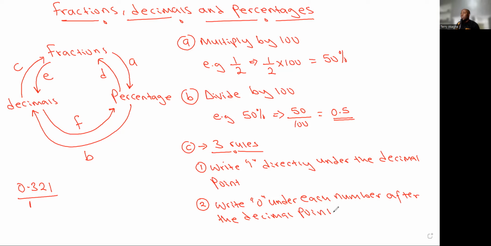So that means here, you're going to put 0 under this, 0 under this, and 0 under that. And number 3, you simplify if necessary, okay? So those are the 3 rules: the first thing you do is write 1 directly under the decimal point, then you write 0 under each number after the decimal point. So in this case, you're going to have 321 divided by 1000.